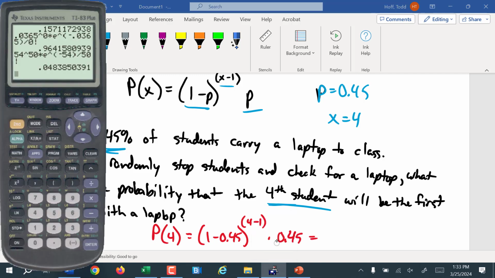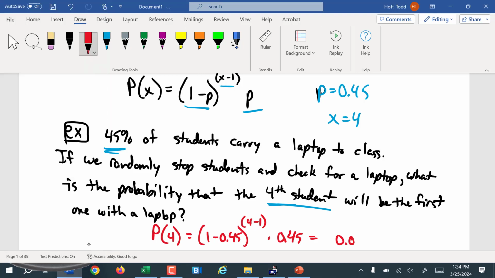So on the calculator, parentheses 1 minus 0.45, parentheses to the power of 4 minus 1, close parentheses, times 0.45. We get 0.0749. So about a 7.5% chance that the fourth person will be the first student to have a computer on them. So that's how the geometric distribution works.